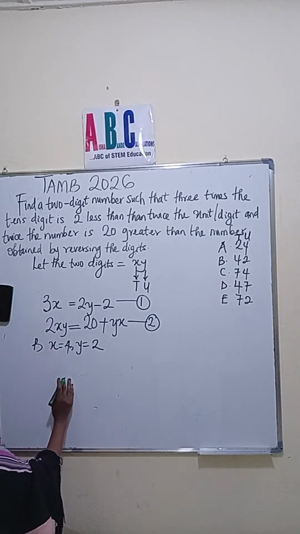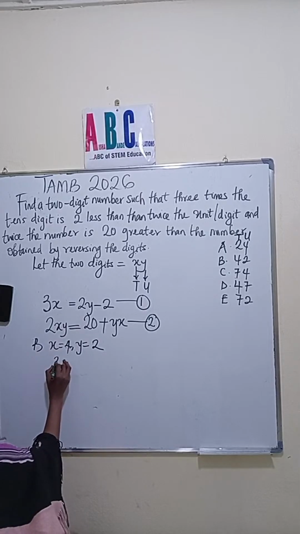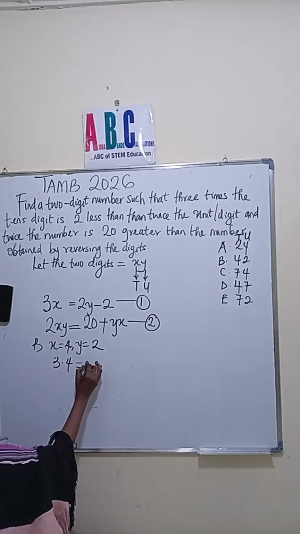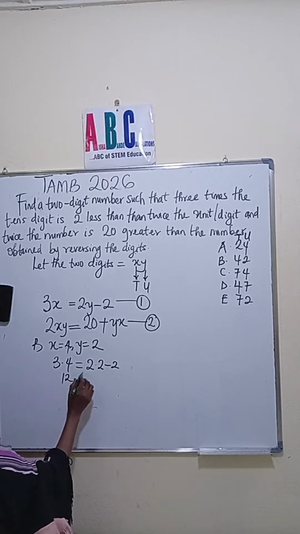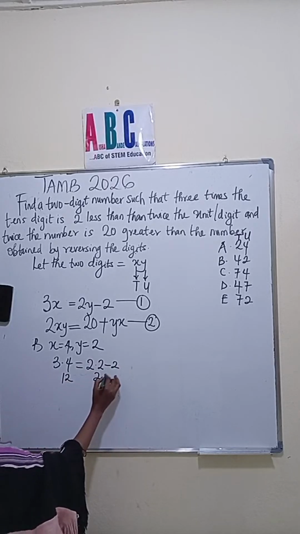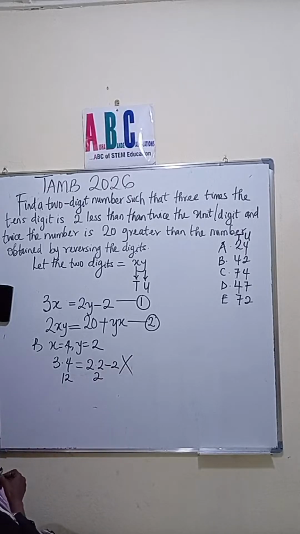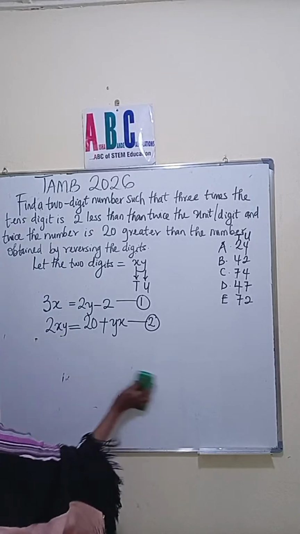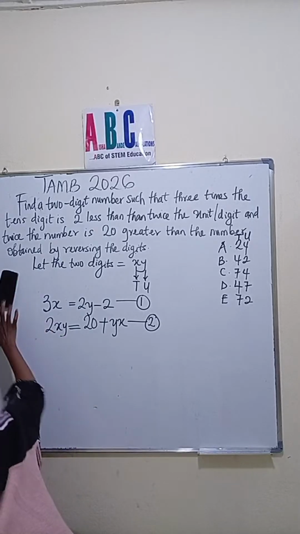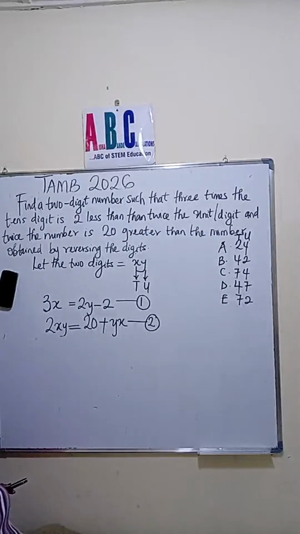So let's do this. For equation 1, it becomes 3 times 4 is equal to 2 times 2 minus 2. 3 times 4 is 12. 2 times 2 is 4. 4 minus 2 is 2. So equation 1 does not satisfy. Since one of the equations is out, B is out. There's no need going to the next one, because whatever you're substituting must satisfy equation 1 and equation 2.